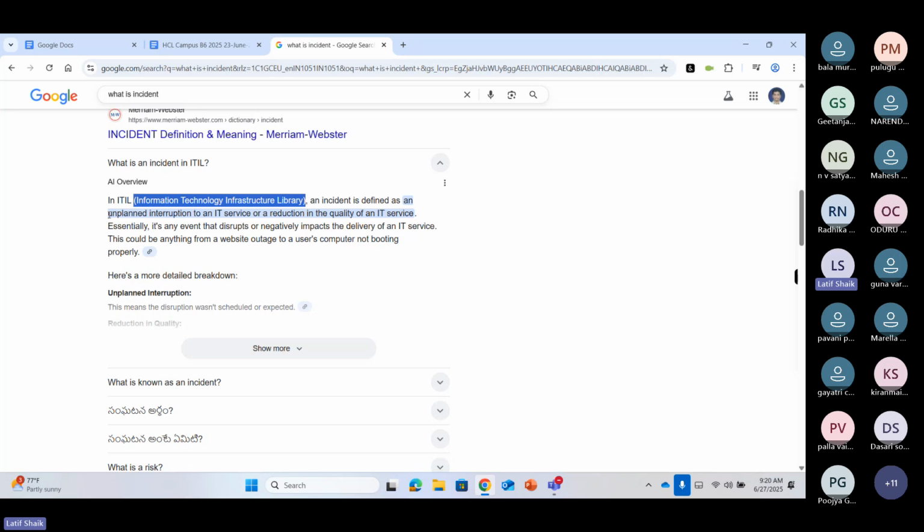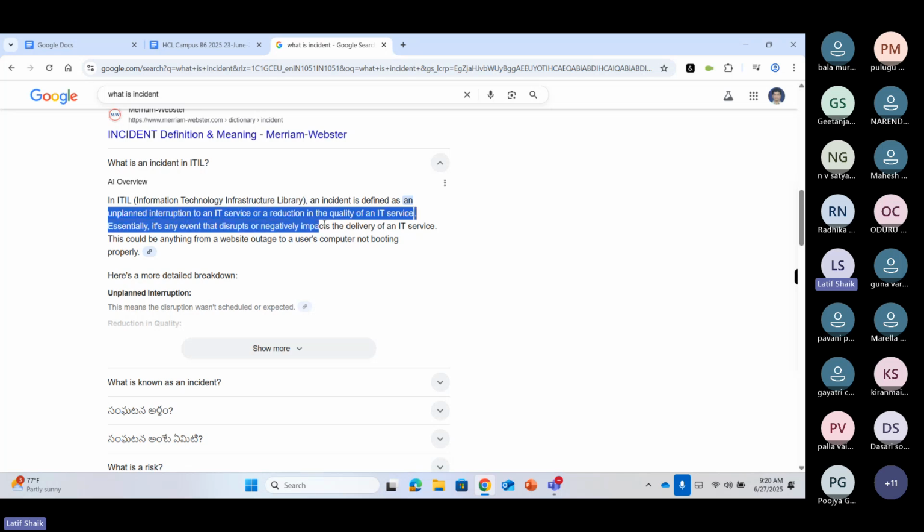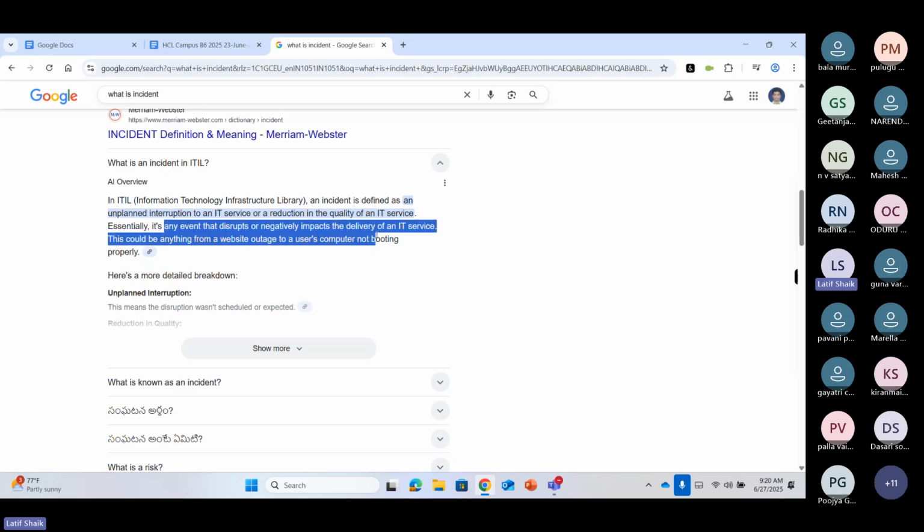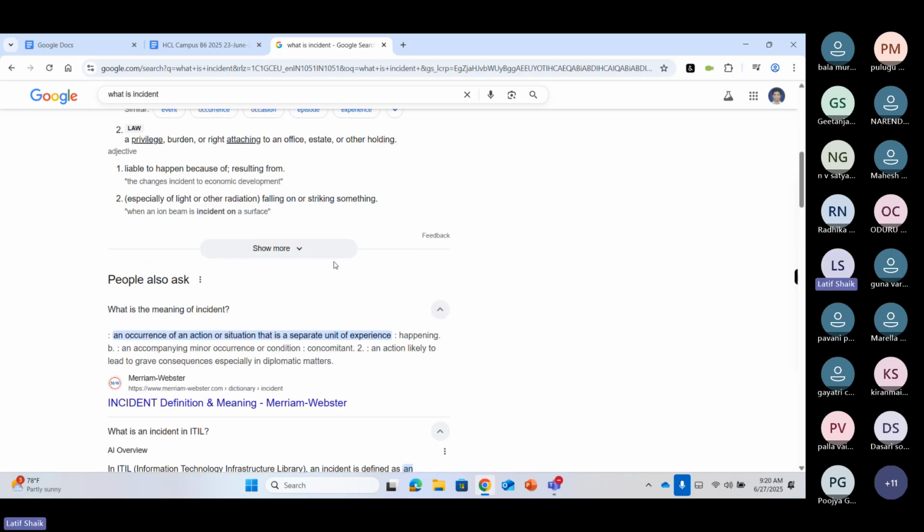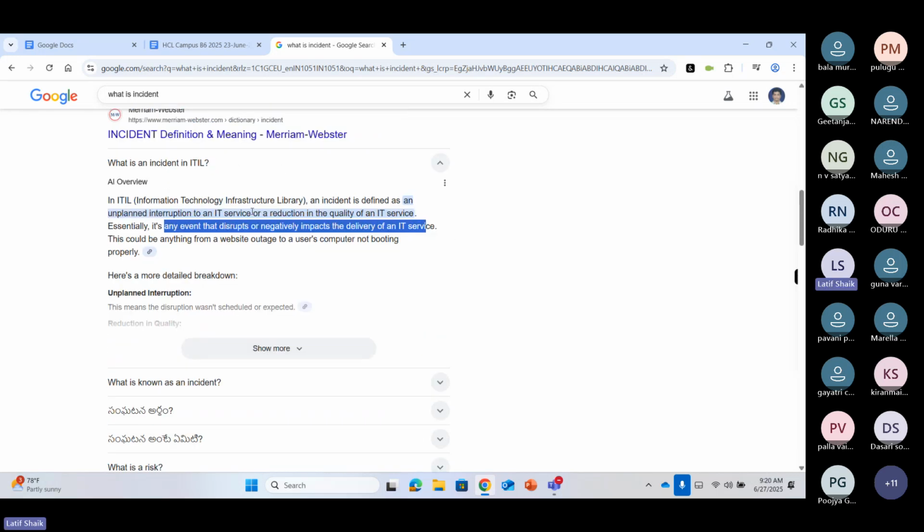It's an unplanned interruption to the IT services, or a reduction in the quality of IT services. Especially any event that disturbs or negatively impacts the delivery of IT services. In the IT-related definition you have to see. Okay, so don't just read it. Don't say it like this.